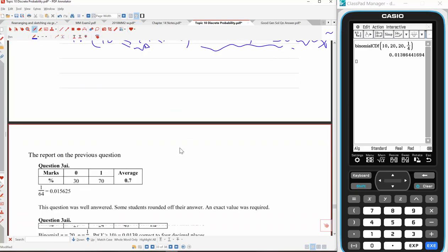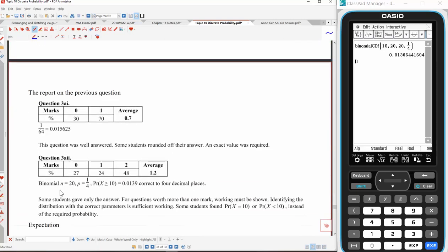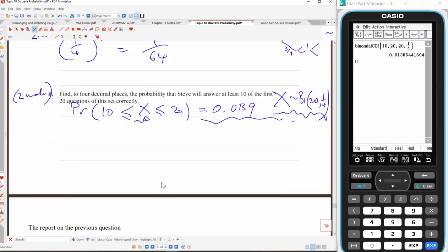Let's see what the report says. 1/64. Some students gave the answer only, where it was worth 2 marks. For questions worth more than 1 mark, working must be shown. Identifying the distribution with correct parameters was sufficient. Okay, so distribution there identified, 1 mark, and 1 mark for the evaluation of the probability.